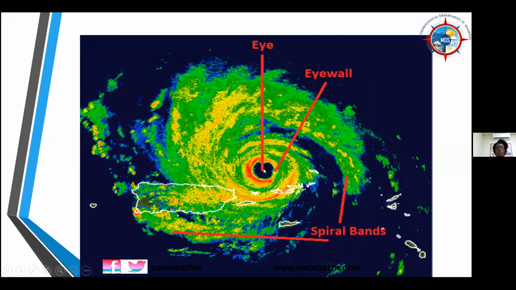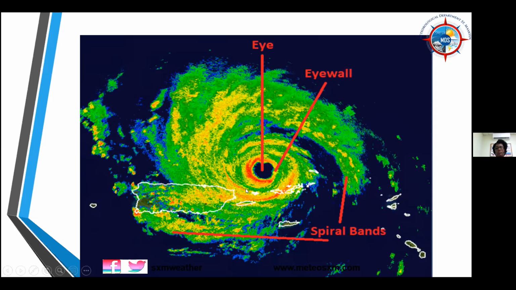If the eye is passing over you, you will know. Like for Irma, we had a direct hit, so we experienced the passing of the eye. During that time, the winds have calmed down. You would see the sky. You would say that everything is fine. There is usually no rain over the eye. On average, the eye is roughly about 20 to 30 miles wide. The smaller the eye, the more destructive the hurricane would be. The wider the eye, the weaker it would be.